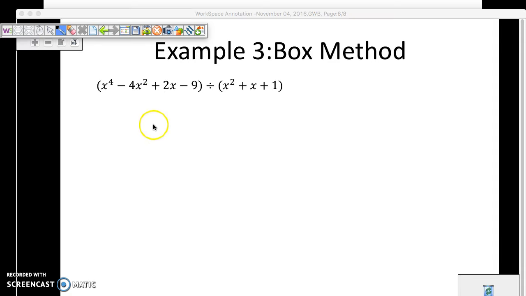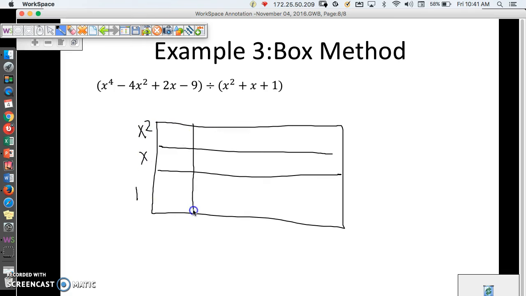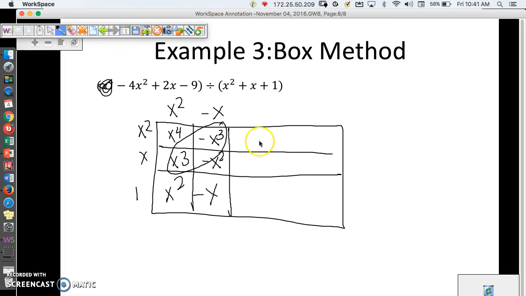So the box method, outside on our box, x squared, x and 1. We know inside is x to the fourth. So this has to be x squared, x cubed, x squared. Well, now we know there aren't any x cubes, so this has to be negative x cubed because we need 0. So this has to be negative x squared, negative x. Well, let's see, x squareds. We have 0 and we need negative 4, so this has to be negative 4x squareds.